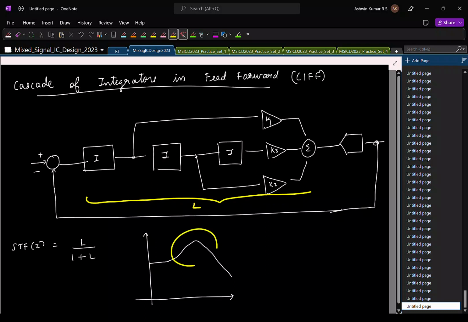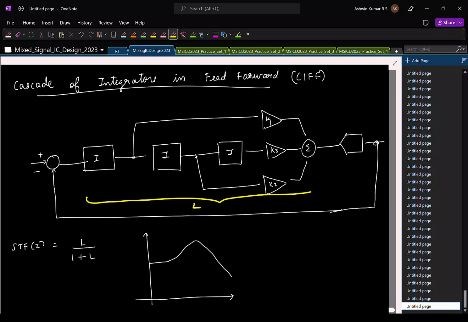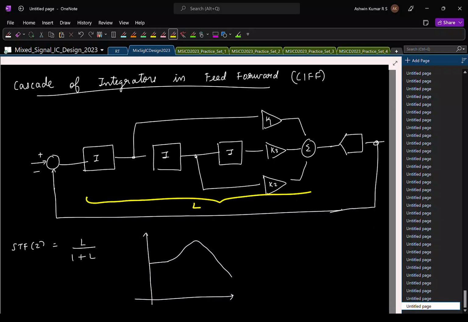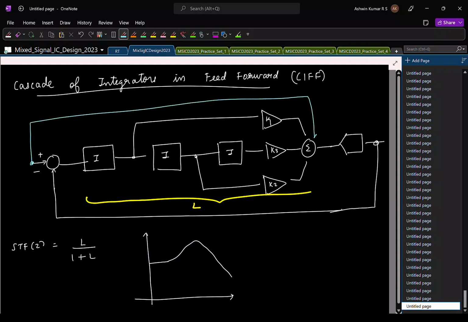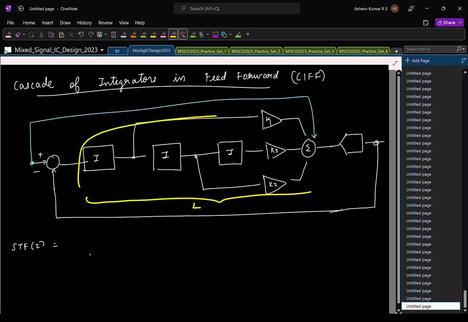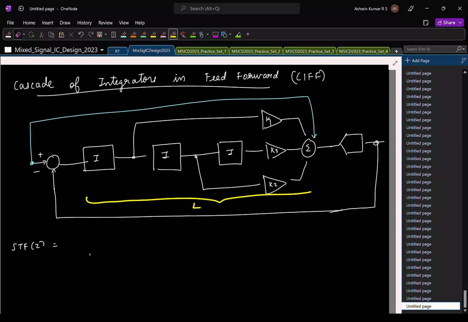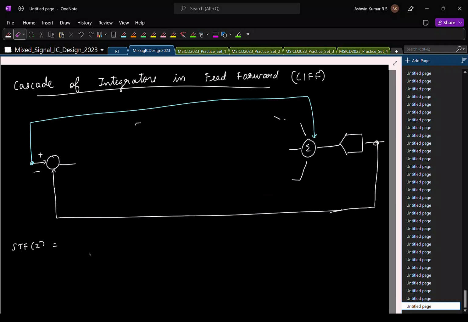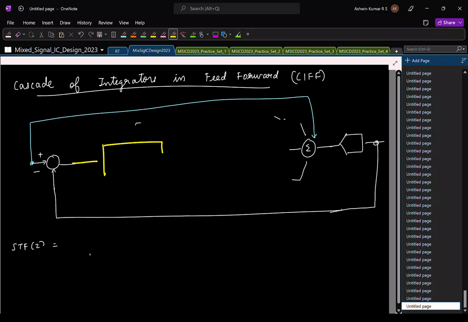So in order to avoid this peaking at high frequencies, and also for another reason which I will not discuss in detail, what we do is this. Along with the usual stuff, you take the input and add it directly here. So let's see what will happen to STF now. Help me find the STF. Again, we'll assume that this entire thing is L of Z. So for simplicity, maybe I'll erase this portion. This entire thing is my L of Z.